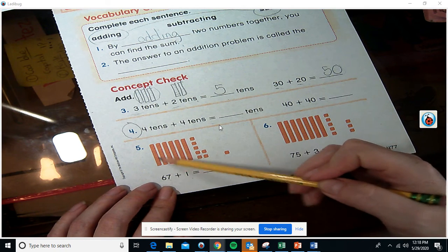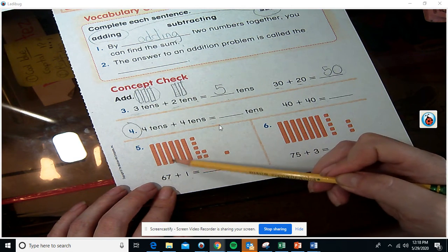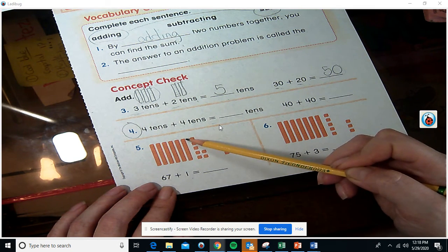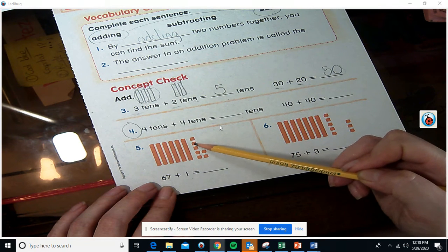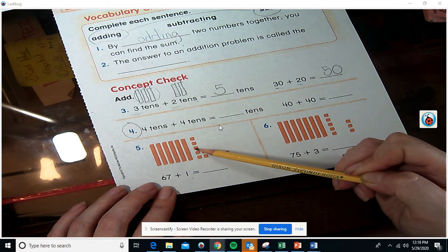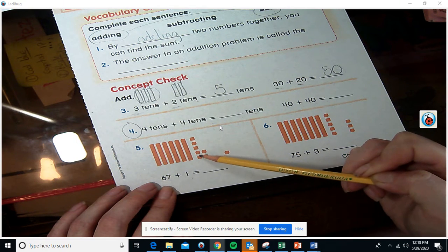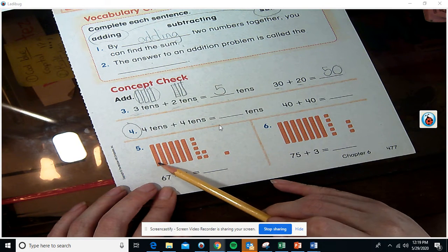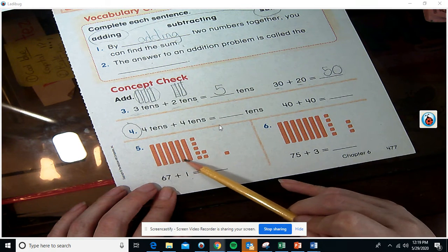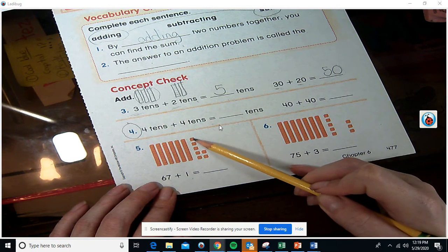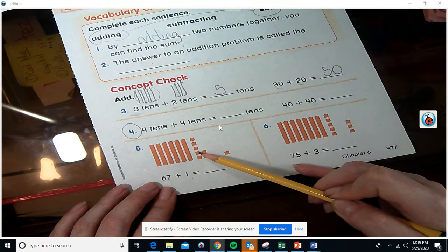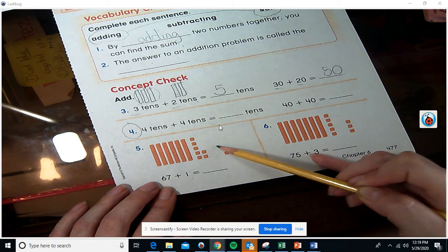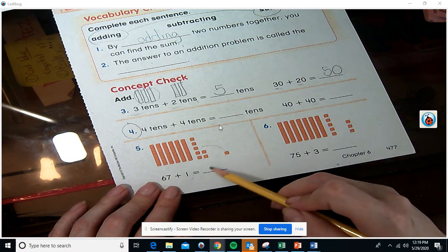So I have 10, 20, 30, 40, 50, 60, 67, 68, 69, 70, 70, just kidding, Miss Cortez, what are you doing? 10, 20, 30, 40, 50, 60, 61, 62, 63, 64, 65, 66, 67, plus one more equals 68.